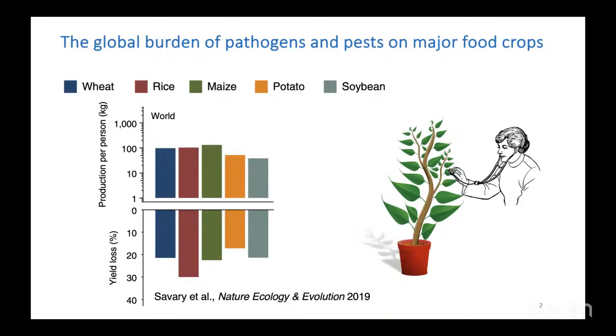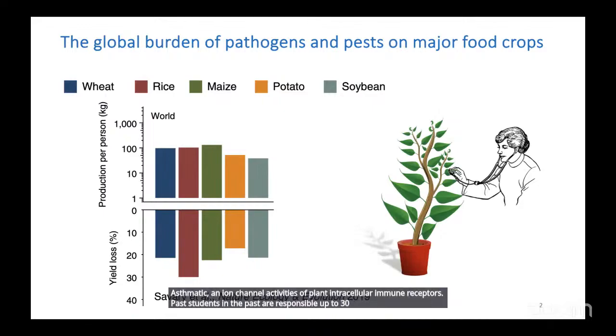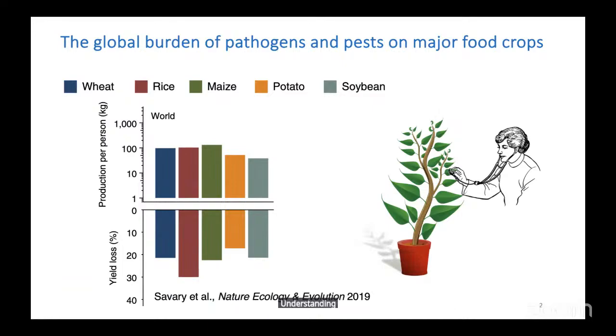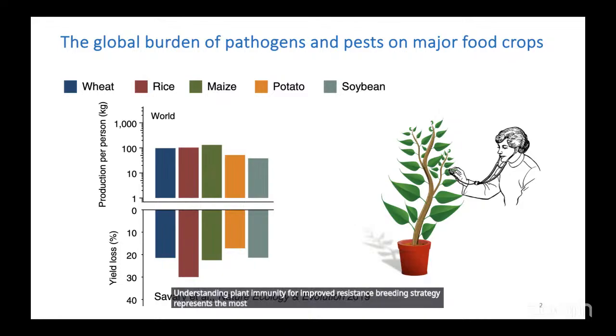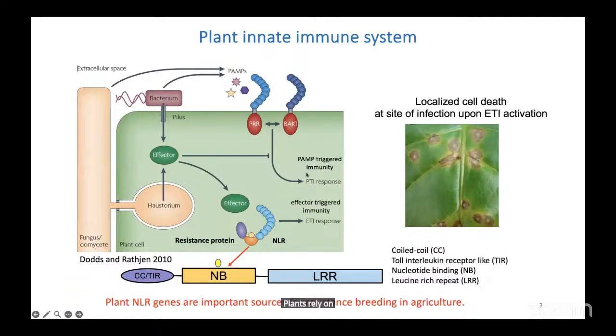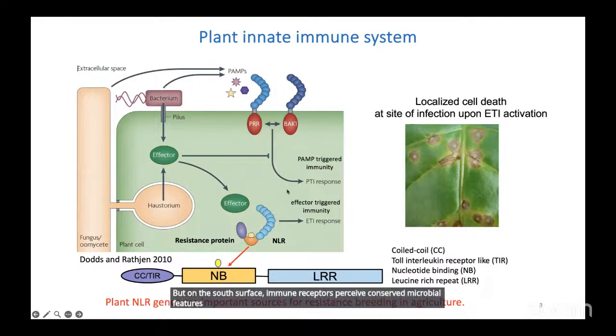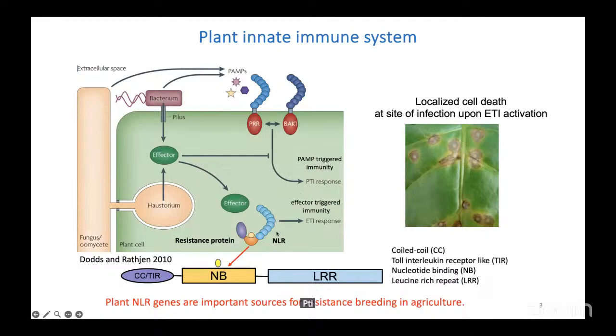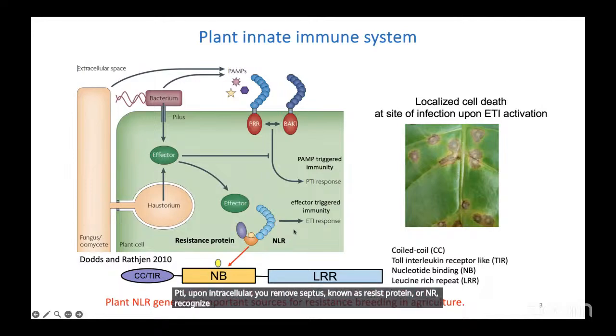Plant pathogens and pests are responsible for up to 30% of crop loss globally. Understanding plant immunity for improved resistance breeding strategy represents the most eco-friendly way of solving this problem. Plants rely on immune receptors to detect pathogens and activate defense. Plant cell surface immune receptors perceive conserved microbial features to trigger basal defense known as PAMP-triggered immunity, PTI. Plant intracellular immune receptors, known as resistance proteins or NLRs, recognize specific pathogen effectors to induce effector-triggered immunity, ETI.